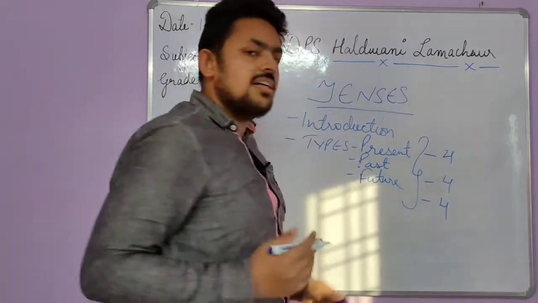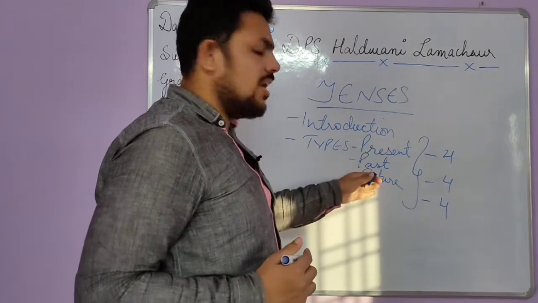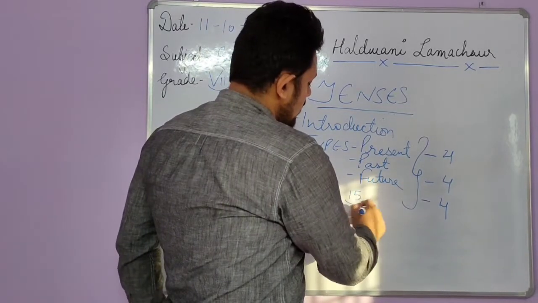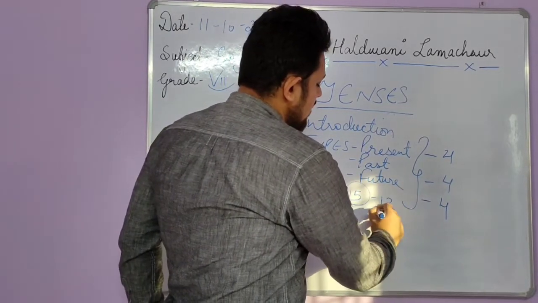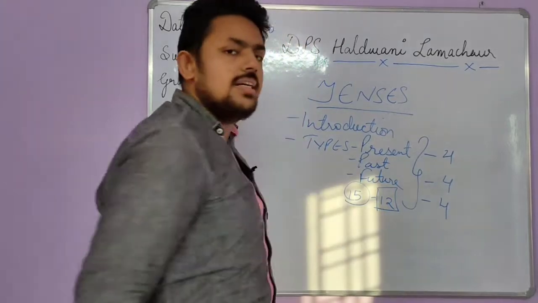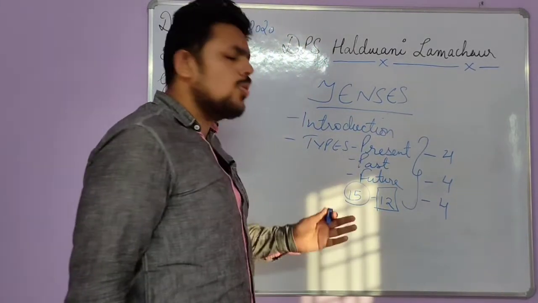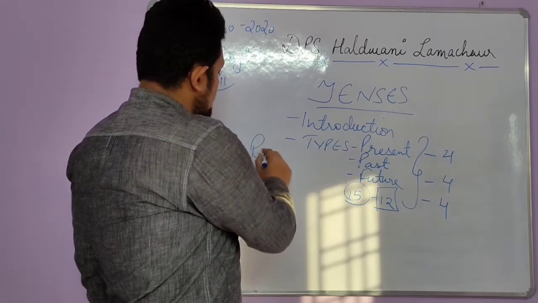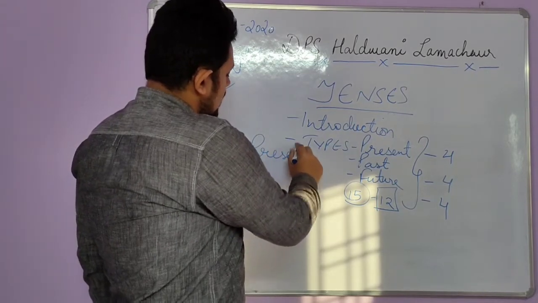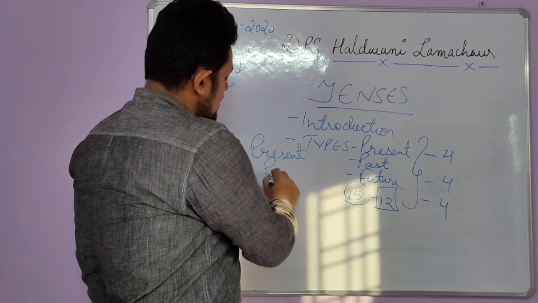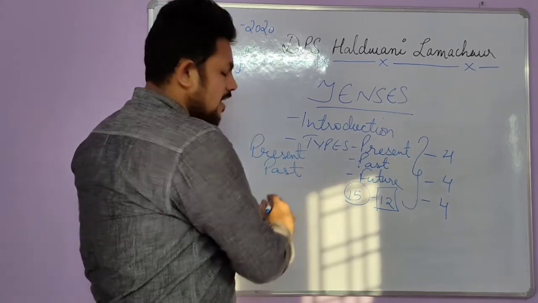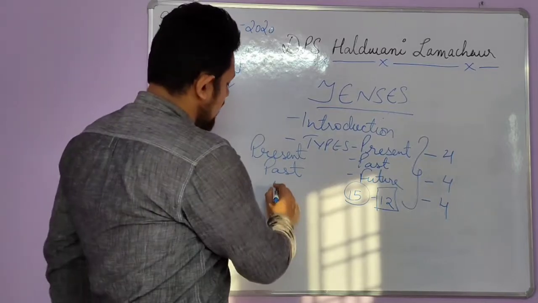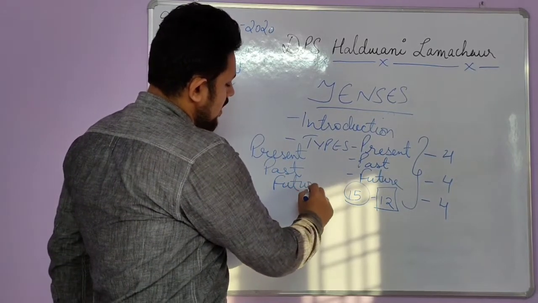So how many tenses do we have now? 3 types and 4 forms of each. So all in all, we have 12 major tenses. In the previous videos, we covered the present tense, then we covered the past tense. In today's video, we will be doing the future tense.